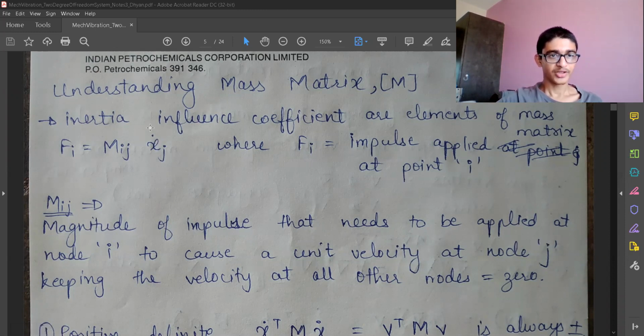So this is not the acceleration expression, this is the velocity, because we are defining it using the impulse, not the force. So F is the impulse, not the force. So that is, to cause a unit velocity at node j, keeping all the velocities at all the other nodes equal to 0.